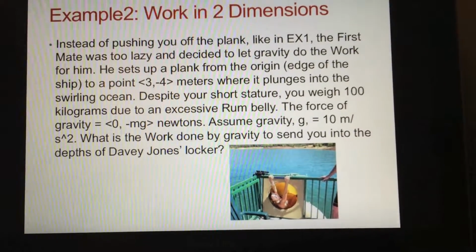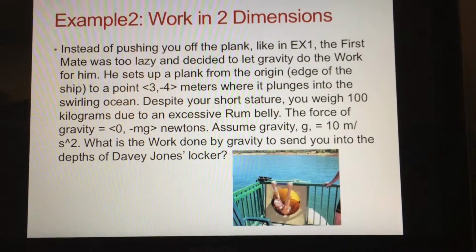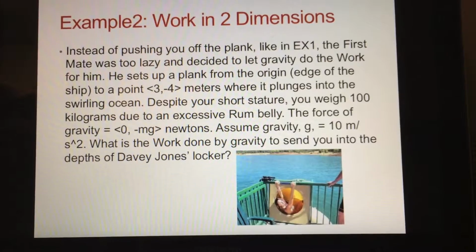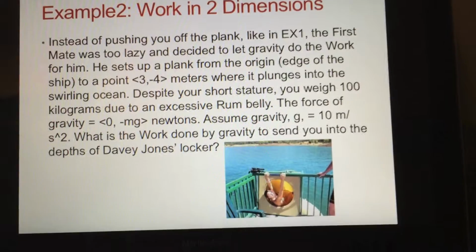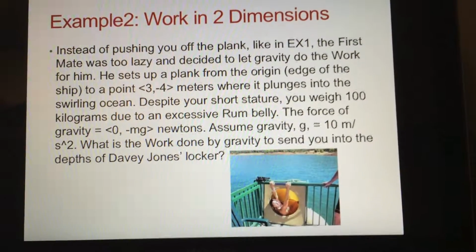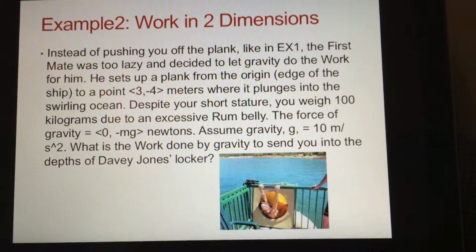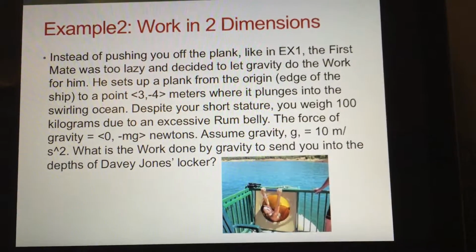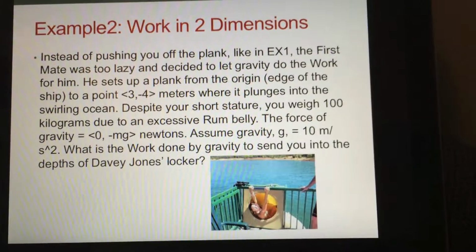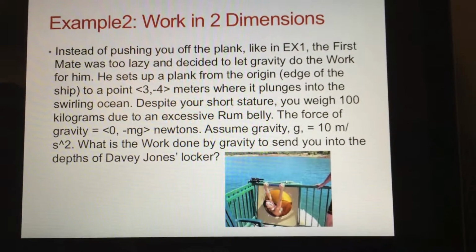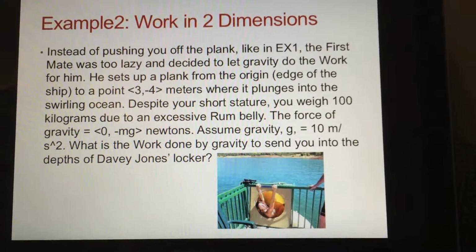He sets up a plank from the origin, which is the edge of the ship in this case, to a point 3, -4 meters away where it plunges into the swirling ocean. Despite your short stature, you actually weigh 100 kilograms, possibly due to an excessive rum belly. The force of gravity equals (0, -mg) newtons, where g equals 10 meters per second squared. So here we're trying to find what is the work done by gravity to send you into the depths of Davy Jones' locker.